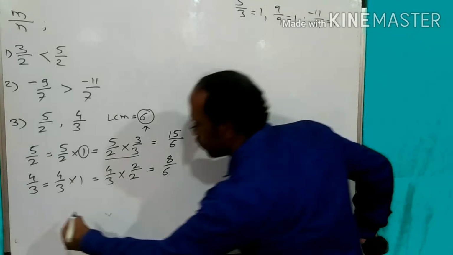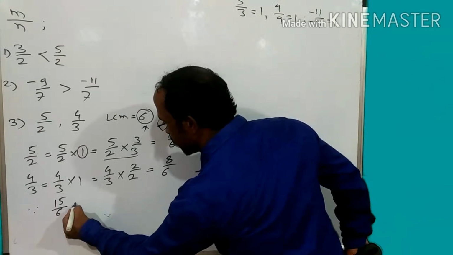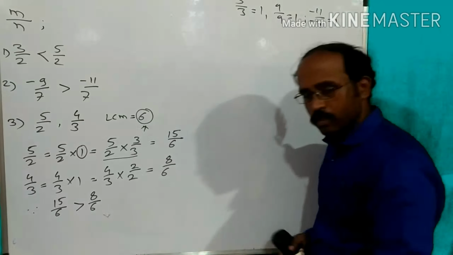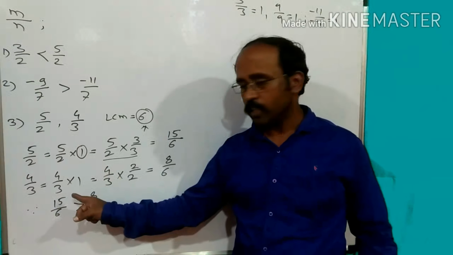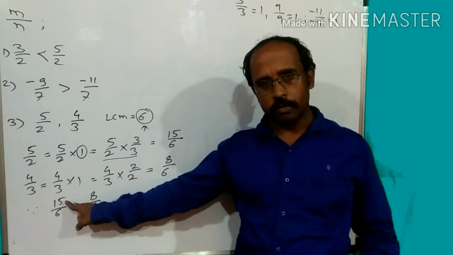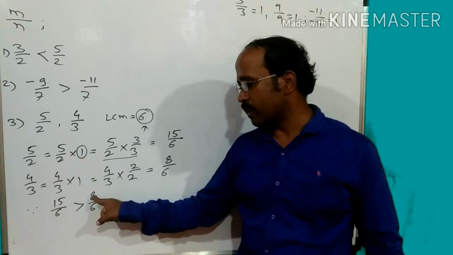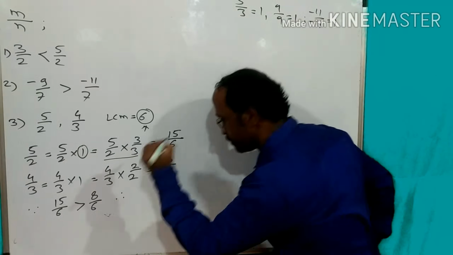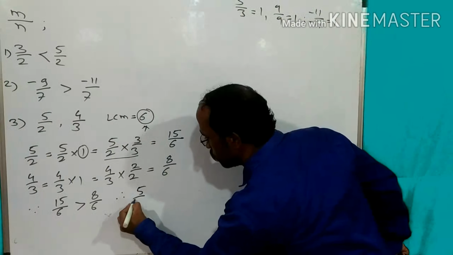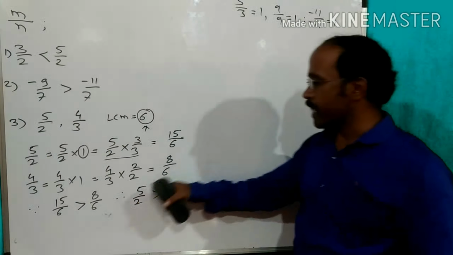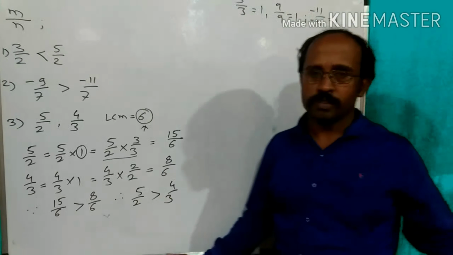Okay students, now this number 15 upon 6 is greater than 8 upon 6, right? In these two numbers, denominator is same. So we will decide their greatness based on the numerator. Numerator of this first number is greater. So naturally this first number is greater. So 15 upon 6 is greater than 8 upon 6. Therefore, 15 upon 6 is equal to 5 upon 2, and 5 upon 2 is greater than 8 upon 6, which is equal to 4 upon 3. Got it?